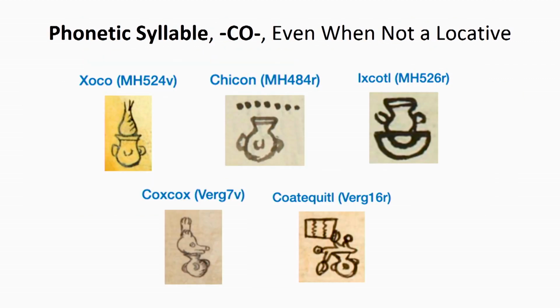And this phonetic syllable ko doesn't have to come at the end and be a locative meaning in or at. It can have all different kinds of readings. It can come in the middle or the end of a word, but it isn't necessarily saying in or at. So ko was one that was very liberally applied and used just simply to get you to say that syllable ko.